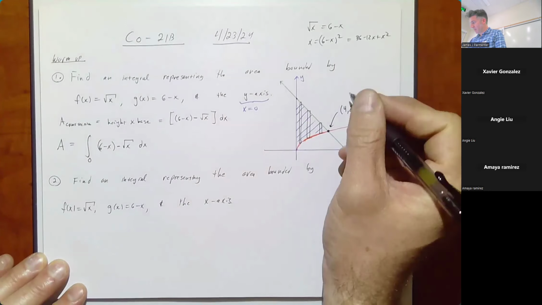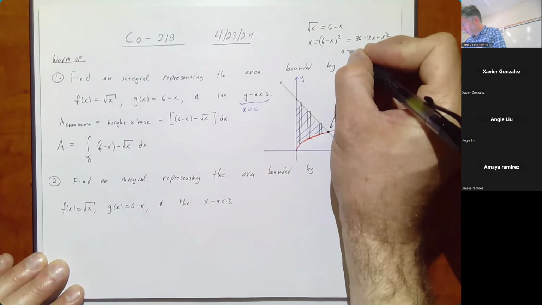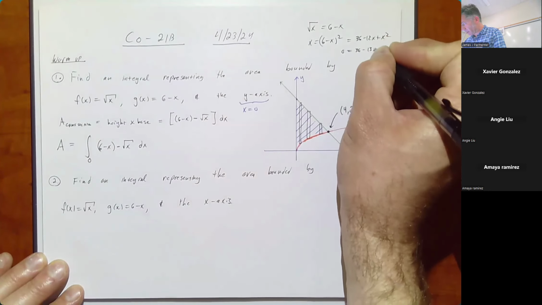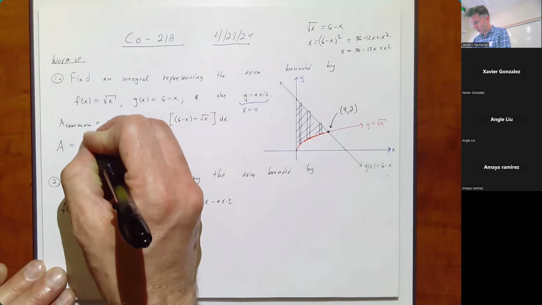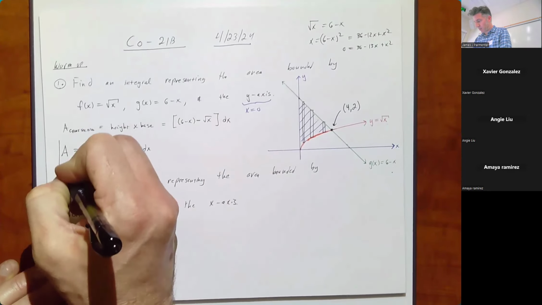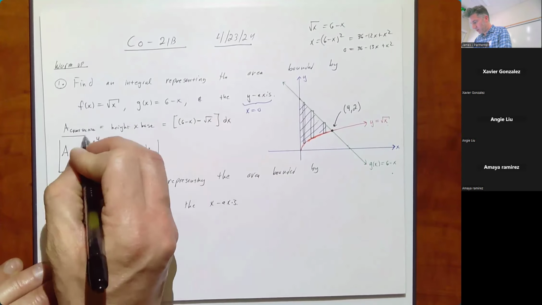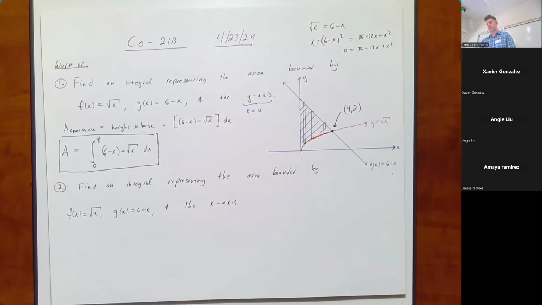Doing it algebraically means bringing everything to one side and getting 0 equal to 36 minus 13x plus x squared, and then factoring that as x minus 4 times x minus 9. That's more work. If you can guess a nice answer, yes. So that's our upper limit, which is x equal to 4. And there's the area represented as a single integral of that region.